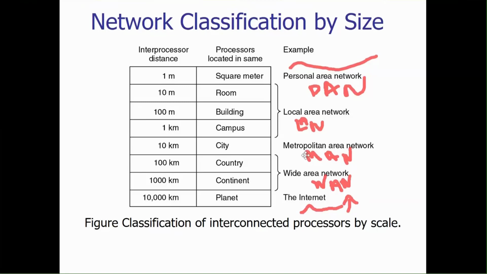You can see that the PAN is the smallest. It's about 1 meter. Could go a little bit bigger, but typically 1 to 2 meters. So what is a PAN? A PAN is basically a Bluetooth headset connected to your phone, connected to your smartwatch. We call this a PAN.